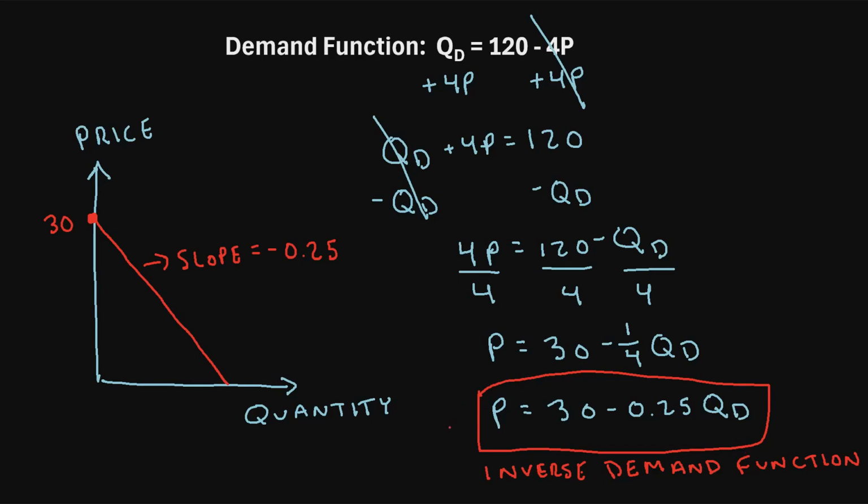So that was just a quick example of how to calculate the inverse demand function. Just take your ordinary demand function and solve for P.